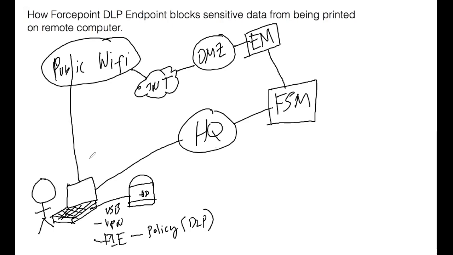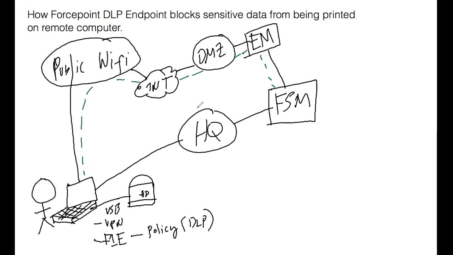So now this computer will go to, I'm just gonna draw this line here. And he gets a copy of the new policy if there are any changes, and also forwards any incidents that were generated by this endpoint, okay? And then straight to the endpoint manager and then forwarded to the FSM, okay? All right, so that is the second scenario, connecting to a public Wi-Fi.